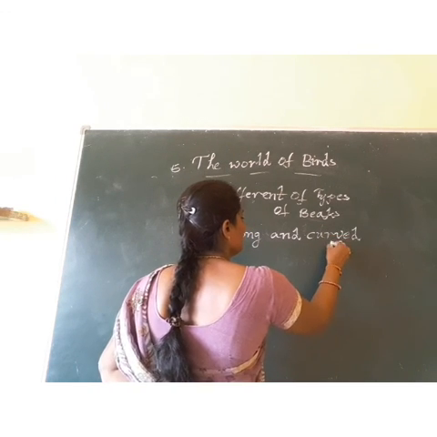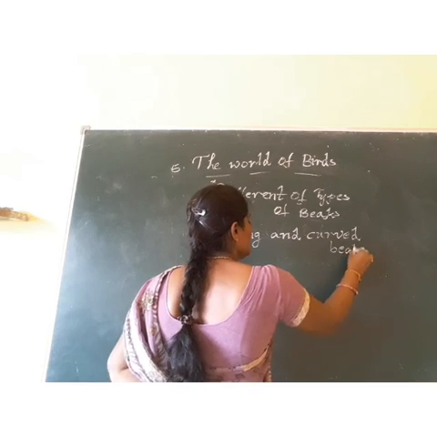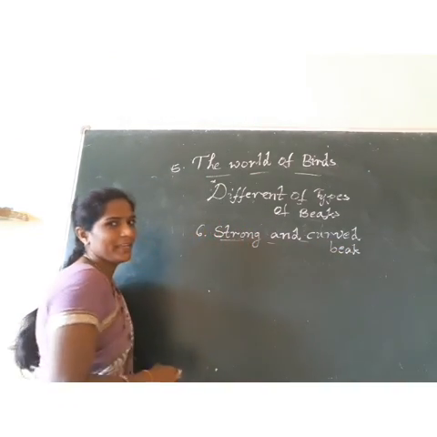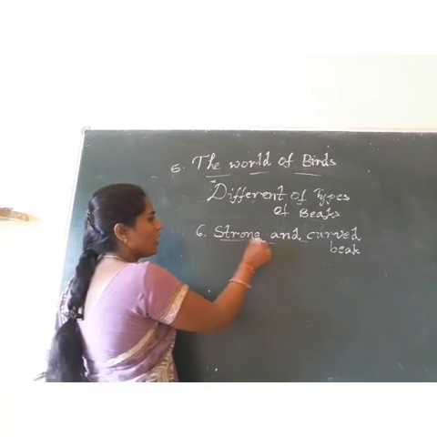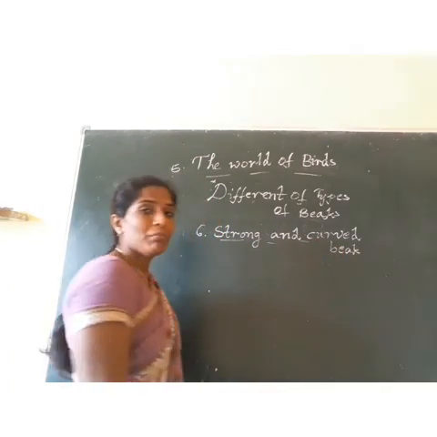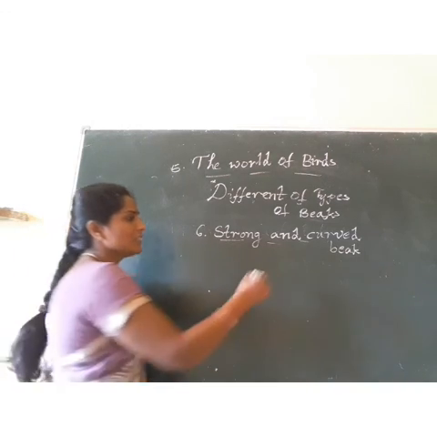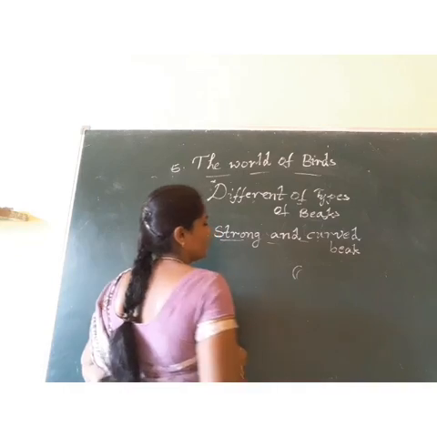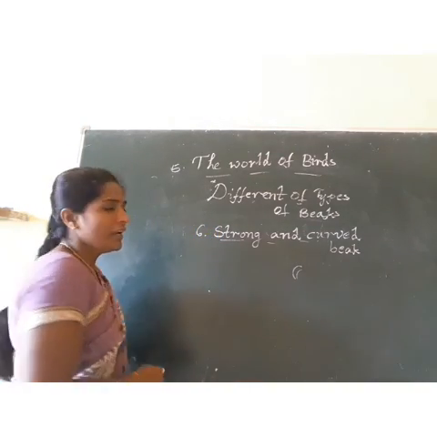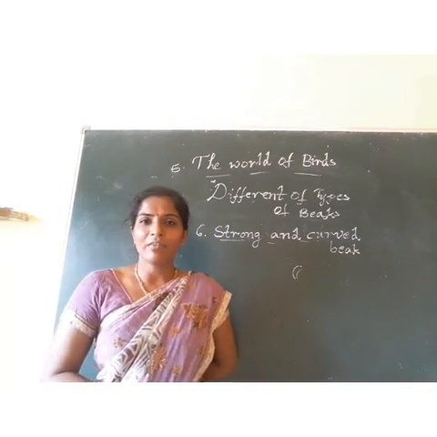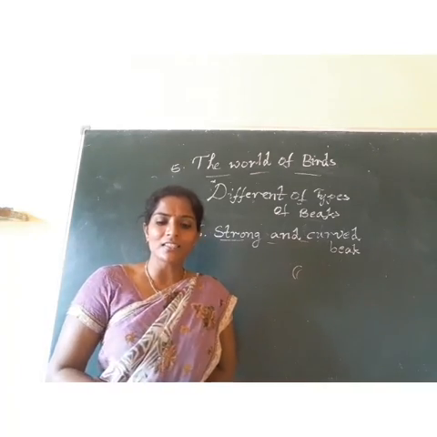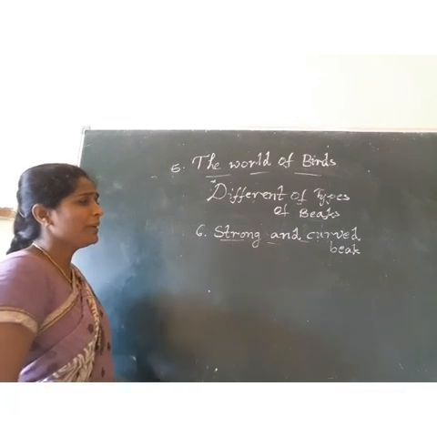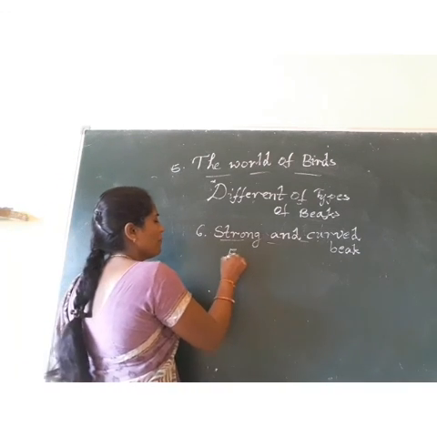C-U-R-V-E-D curved, B-E-A-K beak. This is also one type of beak. Before we discussed the strong and hooked beak. But this is the strong and curved beak. Some of the birds have this curved beak. Curved means like this only. Okay, like this only, curved beak. Example, did you see a parrot any time when it is crushing nuts? So, the example of this strong and curved beak, who has this, that is the parrot.